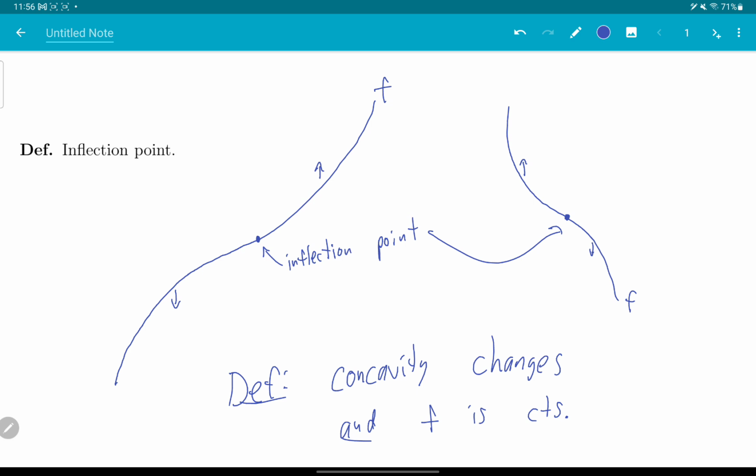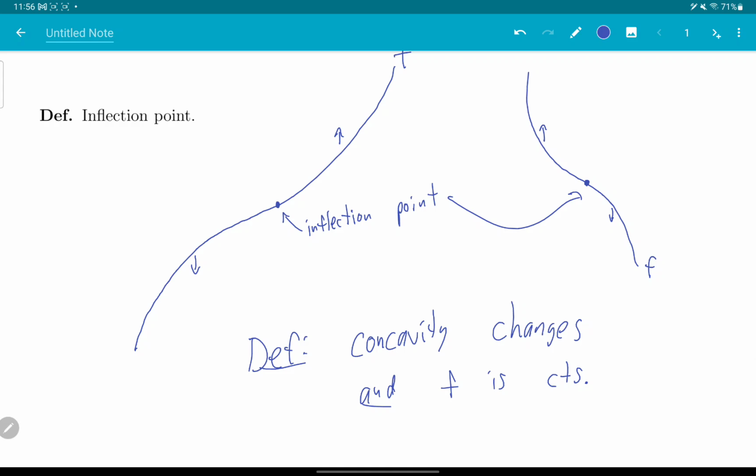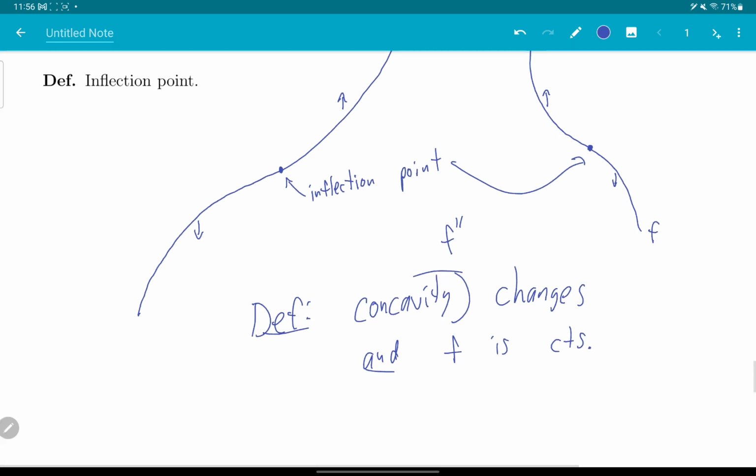Okay, that's an inflection point. We're going to find these inflection points by looking at where the second derivative changes. Concavity is determined by the second derivative, as we saw above. So we're going to look to see where f double prime changes sign.